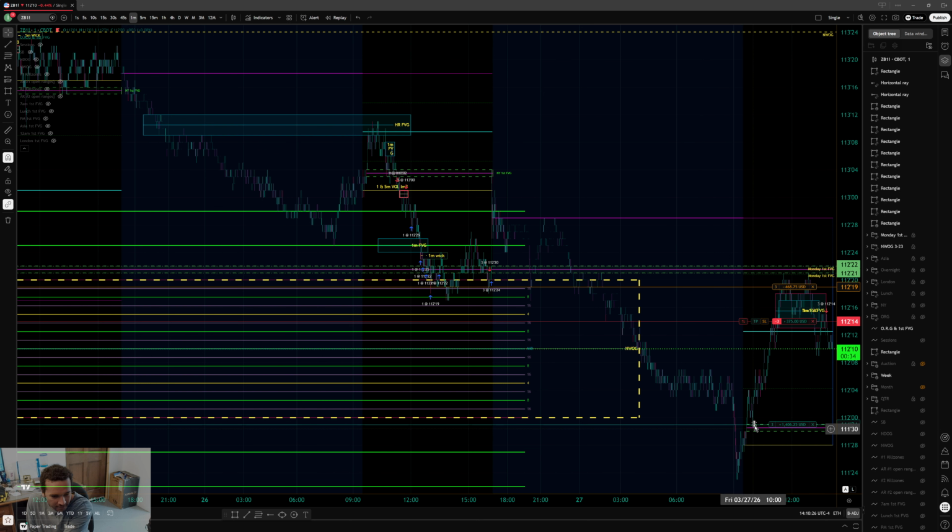I'm looking for it to get down to today's first presented fair value gap. Pretty big run for bonds, so take a partial at these lows.